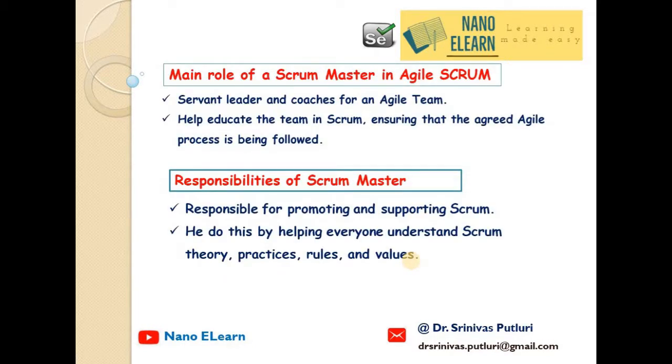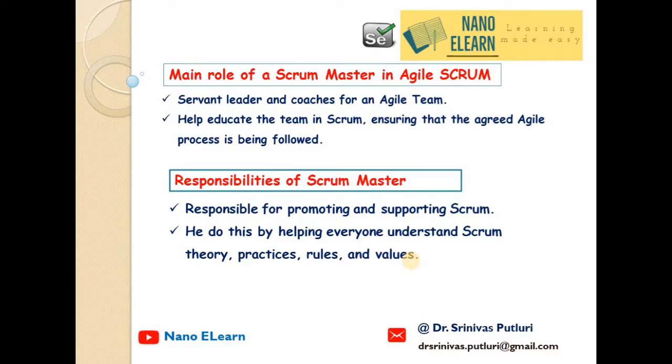What is the main role of Scrum Master in Agile Scrum? He acts as a servant leader and coach for an Agile team. He helps educate the team in Scrum, ensuring that the agreed Agile process is being followed.